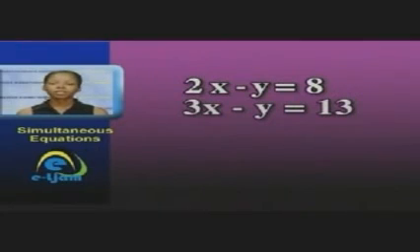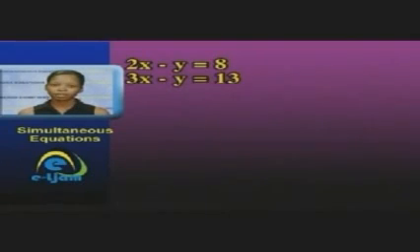To use the substitution method to solve a pair of simultaneous linear equations, rearrange one of the equations to make one of the variables the subject. To identify which equation to rearrange, select the one which has one variable with a coefficient of 1 or negative 1. For instance, in the equations 2x minus y equals 8 and 3x minus y equals 13, we can rearrange any of the two equations to make y the subject.